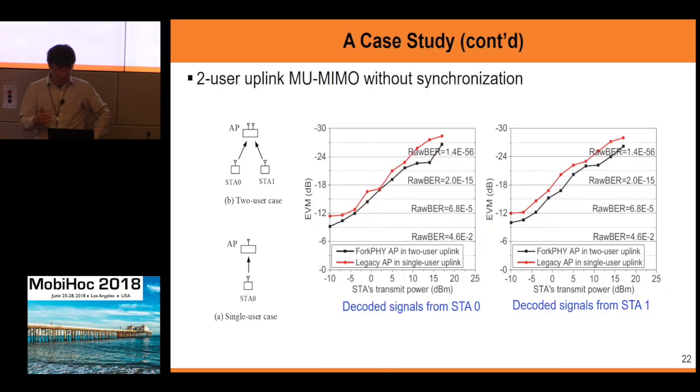We then studied what happens when the stations use different transmitter power, and here we show the result. The x-axis is the station's transmitter power, the y-axis is the EVM, and the red line is the performance of the benchmark single-user case, and the black line is the result in the two-user multi-user MIMO. We can see the performance gap is almost constant. It's about 3 dB or 4 dB degradation.